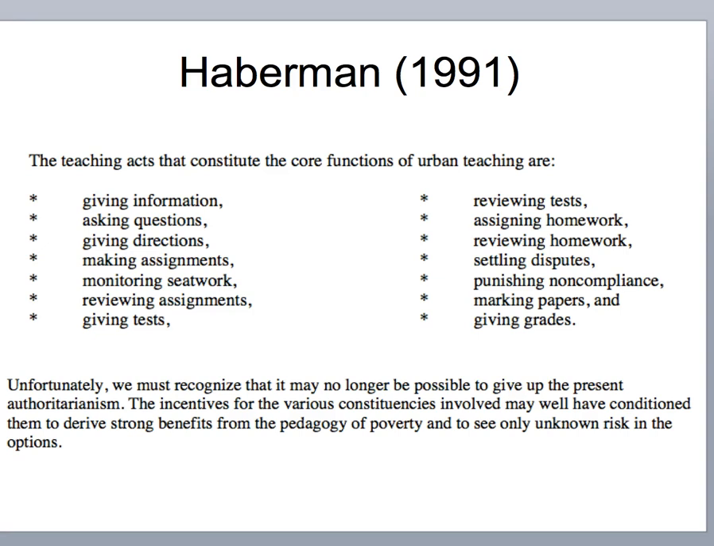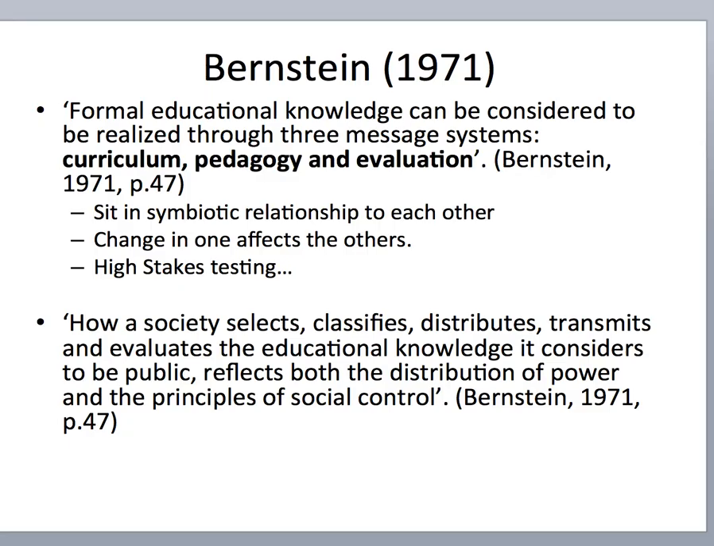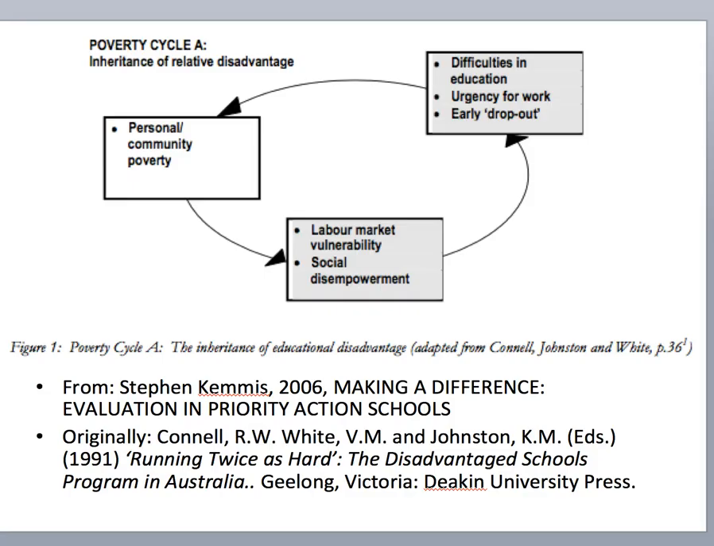and then trying to change that becomes really problematic. We'll come back to Bernstein, who talks about curriculum, pedagogy and evaluation as being the important things in schooling. And these little graphs here are just some unpacking from Stephen Kemmis, going back to some earlier work by Connell, about how this sort of poverty cycle works. But again, that's explained in the textbook, so I won't go through it here.